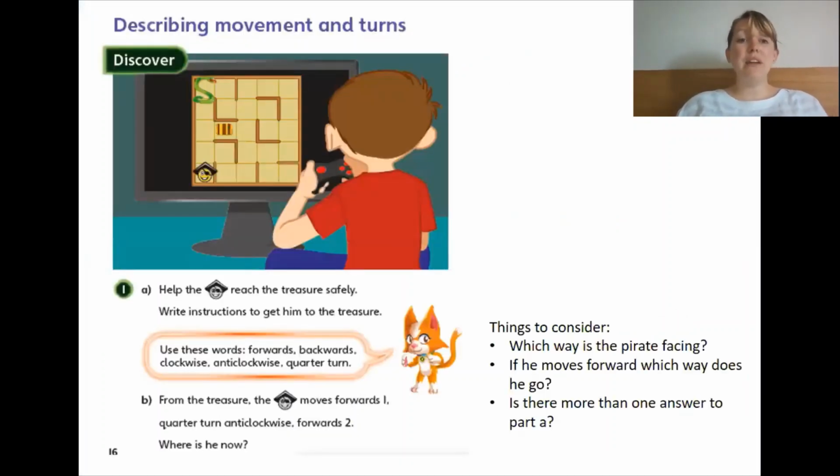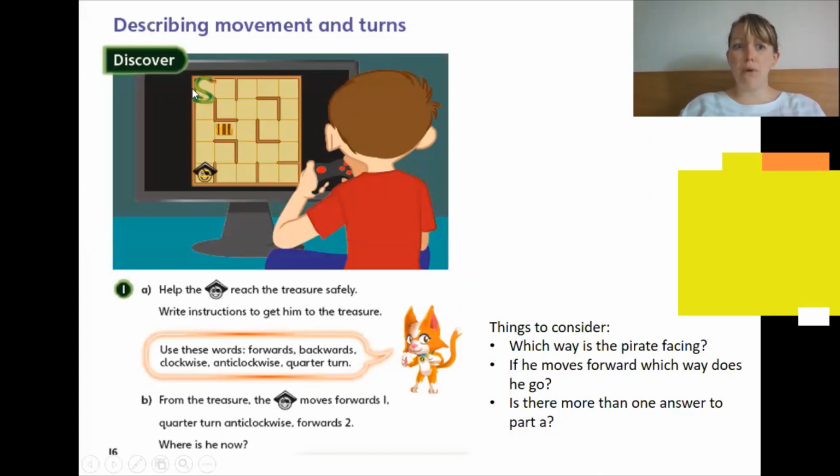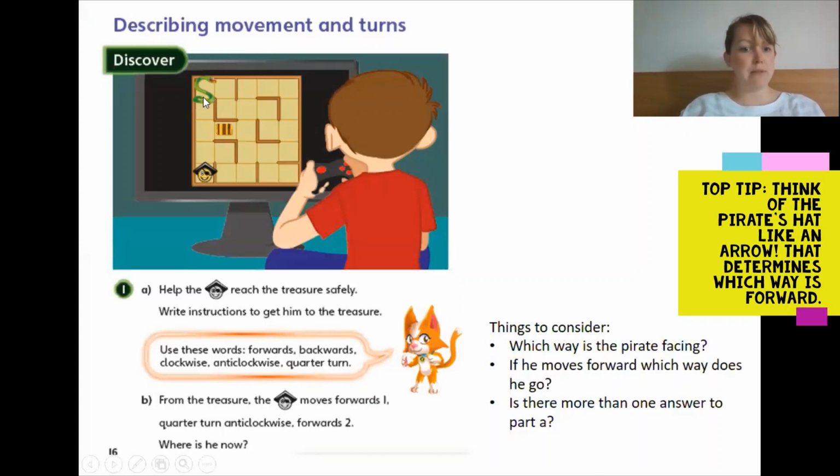So today, we're going to be describing movement and turns. The thing you've got to think about before we start the lesson is, can you help that pirate reach the treasure safely? You need to write some instructions to guide him to the treasure. As you can see, the treasure's there. Now, when it says safely, I bet it does not want you to go near this scary serpent up here. And Felix here is just reminding you of some of the words that you can use: forwards, backwards, clockwise, anti-clockwise, and quarter turn.